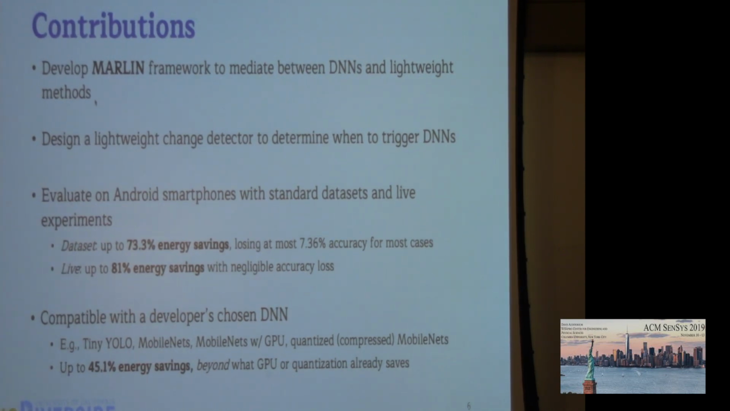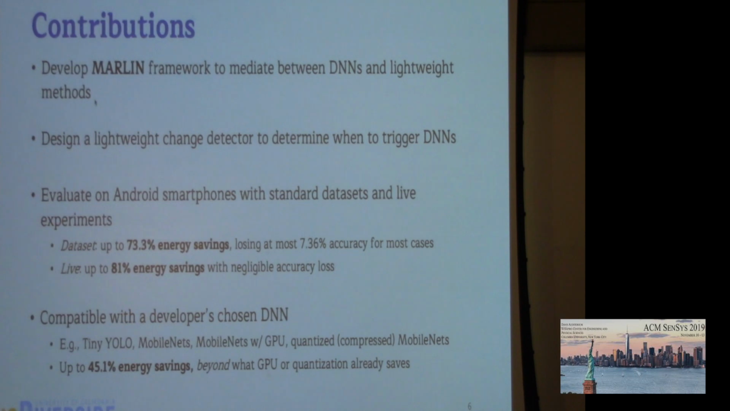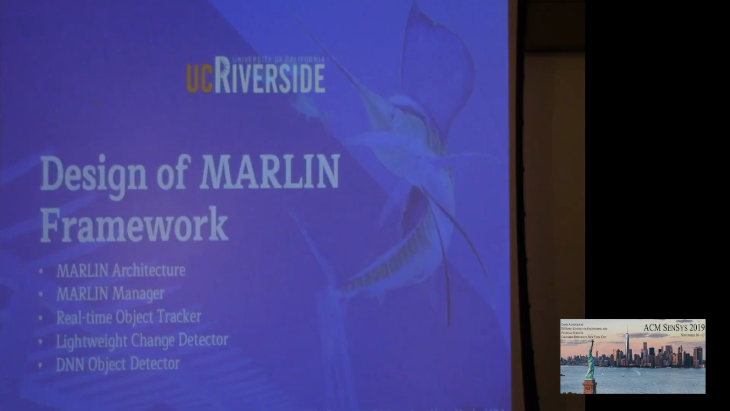Our system is compatible with a developer's chosen DNN. For example, one developer likes YOLO: they train the model, plug it into our system, and it works to save energy. Another developer has MobileNets, plugs it into our system, and saves energy. Another developer uses mobile GPU and then saves energy with our system. On average, it's around 45% energy saving with MARLIN.